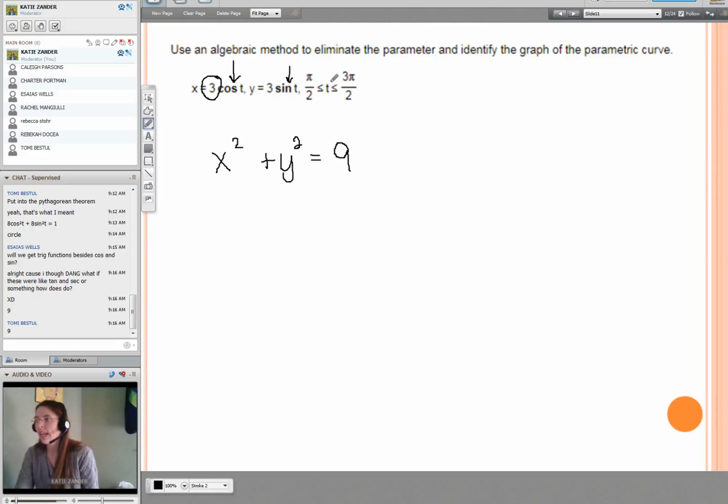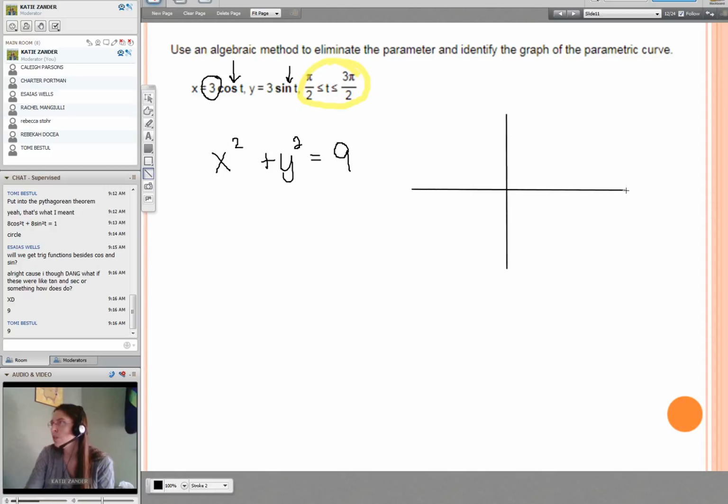Now, we do want to pay attention to the parameters that they put on t though. So this is not going to be a full circle. It looks like it's only going to be half of a circle. So when we go to graph this, we do want to pay attention to what values we're looking at. For t, it's starting at pi over 2 and ending at 3 pi over 2. So really, our graph is going to look like half a circle that goes through quadrant 2 and quadrant 3. So when we're identifying what the graph is going to be, just pay close attention to those parameters or the interval for t.